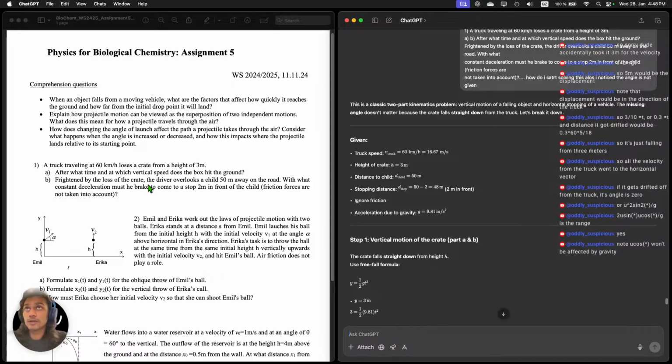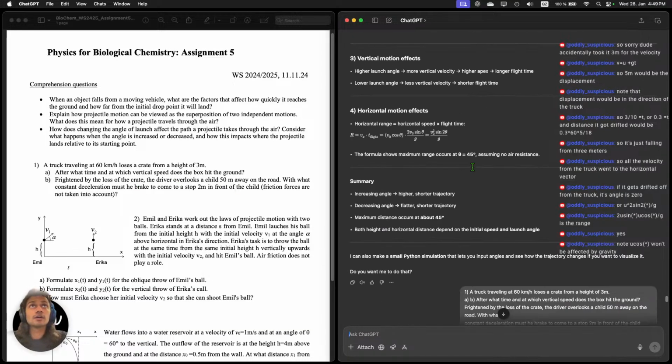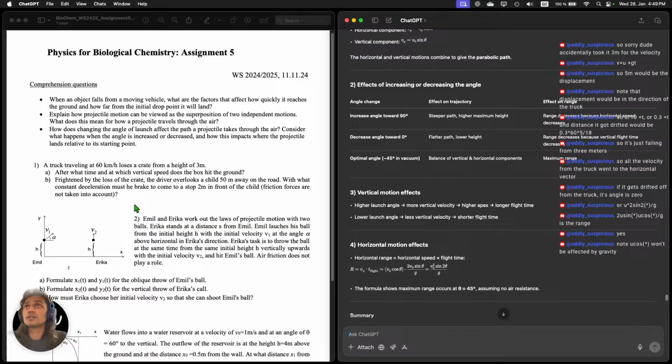Frightened by the loss of the crate, the driver overlooks the child. Now, with what constant deceleration must he brake to come to a stop 2 meters from the child? Friction forces are not taken into account. So the initial velocity is 60, final is 0. What do we have to find? With what constant deceleration? Okay.